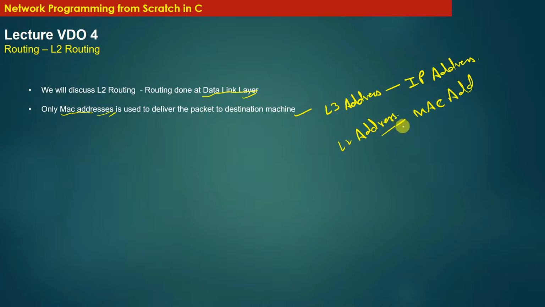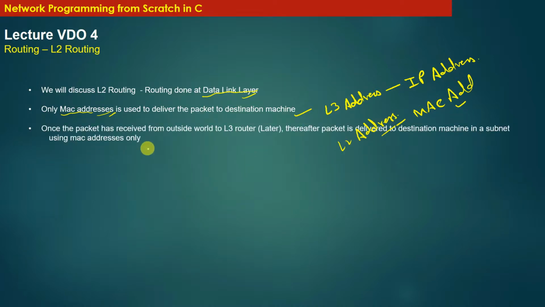Once the packet has been received from the outside world by the L3 router, thereafter the packet is delivered to the destination machine in a subnet using MAC address only.